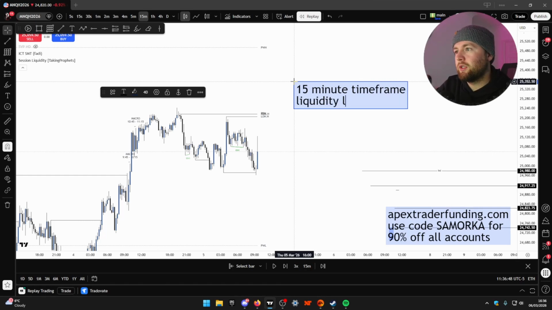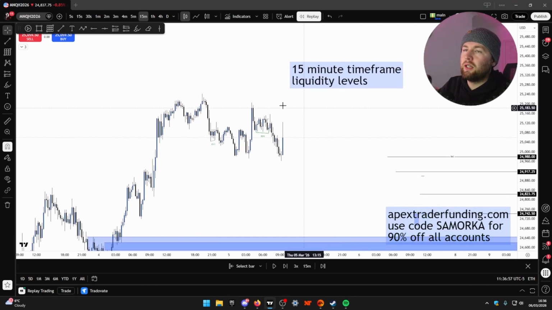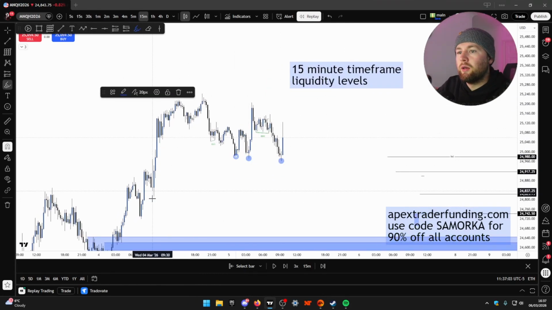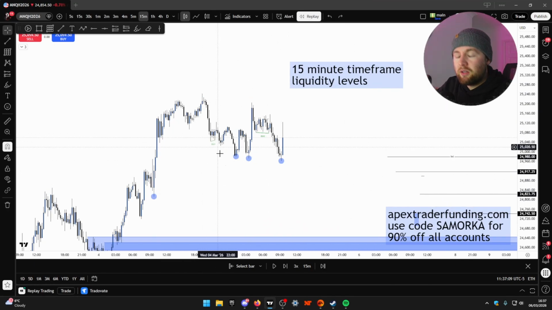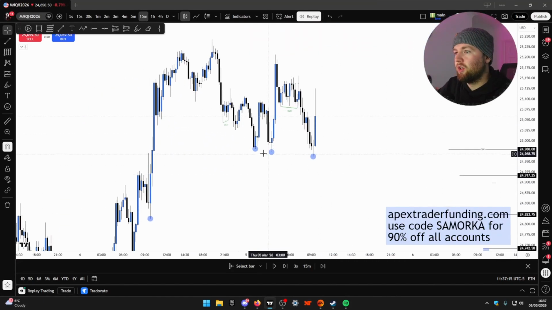Liquidity levels. Okay. All right. So, 15-minute time frame liquidity levels. What are liquidity levels? You want to be looking at recent lows, really sharp lows as well, and recent highs. And because I'm looking for buys, I want to pay attention to the lows being taken out.